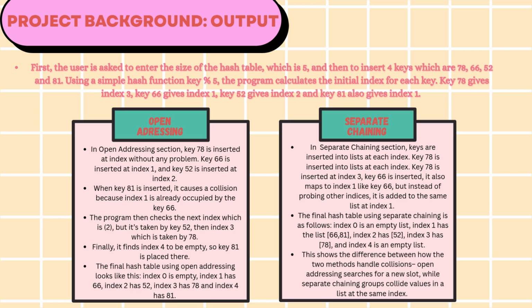Index 0 is an empty list. Index 1 has the list 66, 81. Index 2 has 52. Index 3 has 78 and index 4 is an empty list. This shows the difference between how the two methods handle collisions: open addressing searches for a new slot, while separate chaining groups collided values in a list at the same index.